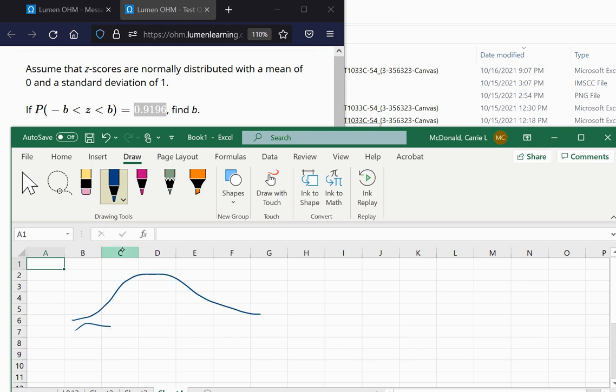We're given some information. Mean of 0, standard deviation of 1.